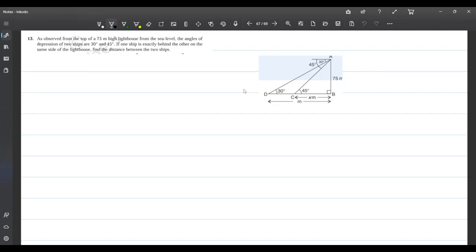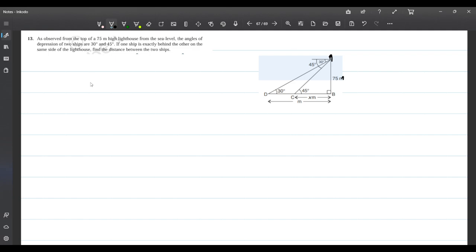So this is question number 13. As observed from the top of a 70-meter high lighthouse from the sea level, so this is AB, the lighthouse from the sea level, the angles of depression of two ships are 30 degrees and 45 degrees. If one ship is exactly behind the other on the same side of the lighthouse, find the distance between the two ships. So we have to find the distance.